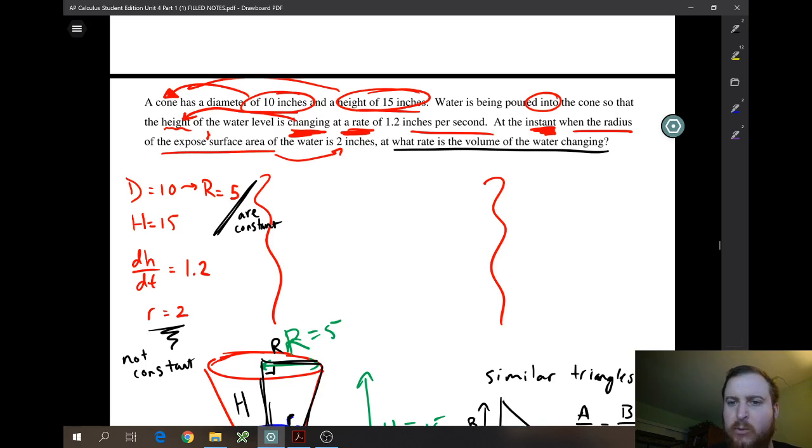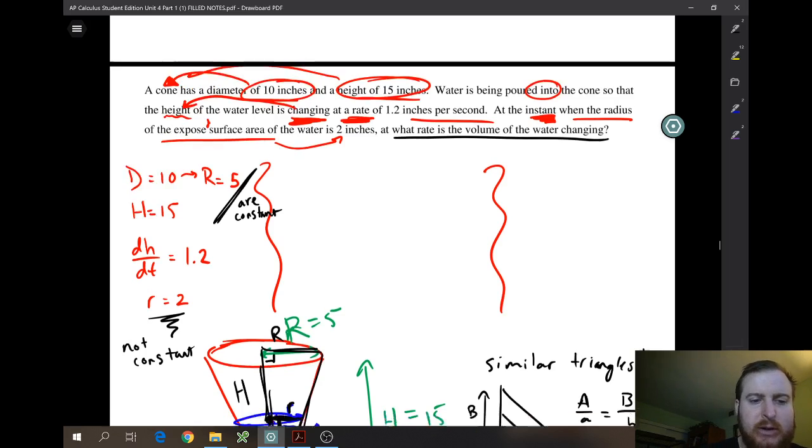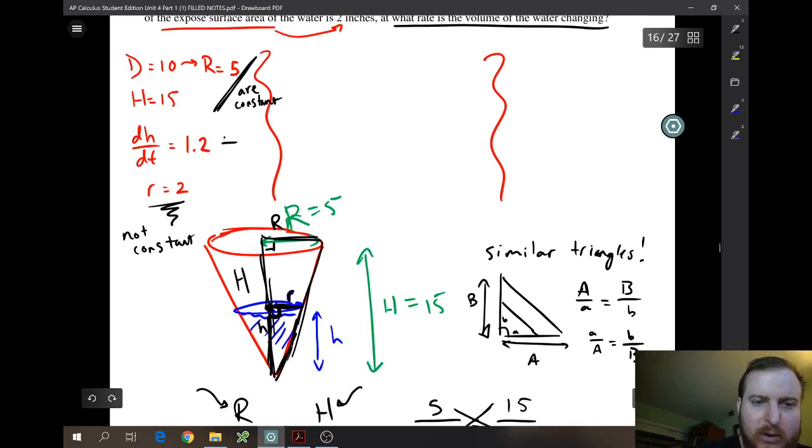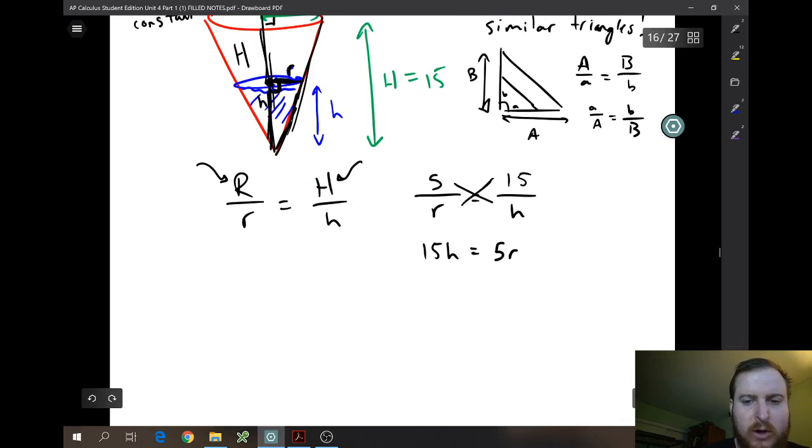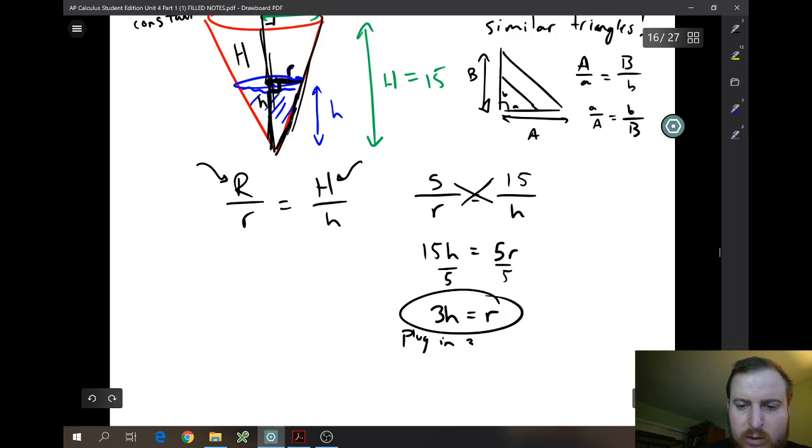What I want to do is get rid of r because I know about h. This is what we know about. If we can get rid of r, that'll make our life a lot easier. So we're going to isolate for r. We're going to divide both sides by 5, and you get 3h equals r. And so now we can plug in 3h into a formula with r.